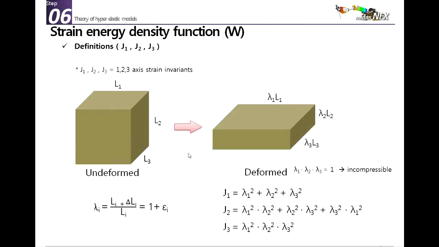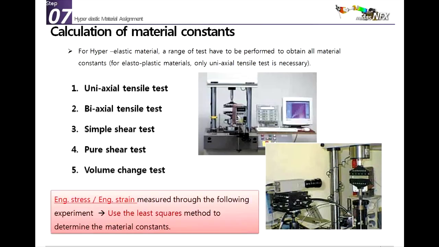Now, if you want to calculate the J1, J2, J3, you can do it like that. You are thinking about your undeformed shape with dimensions L1, L2, L3, and after deformation the dimensions will change to lambda 1 L1, lambda 2 L2, and lambda 3 L3. Using these formulas, you can calculate G1, G2, G3. So you imagine performing some test on your model. If I deform it like that, what will be the dimension, and then you can evaluate these constants.